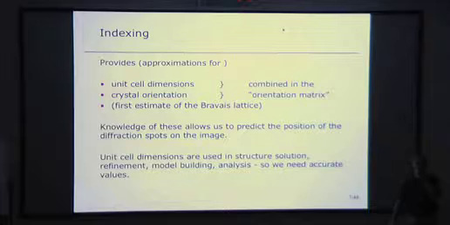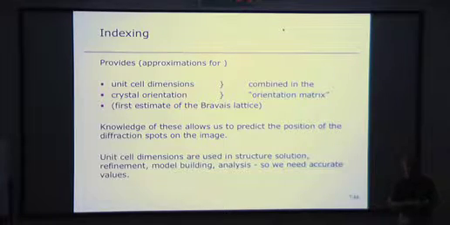So, what does indexing do? Well, it gives us approximations, and they're actually pretty good approximations. You can normally process your whole data using these approximations, but they're not as accurate as they could be. But we get the unit cell dimensions, we get the crystal orientation out from auto-indexing. And mathematically we can combine these together in the orientation matrix.